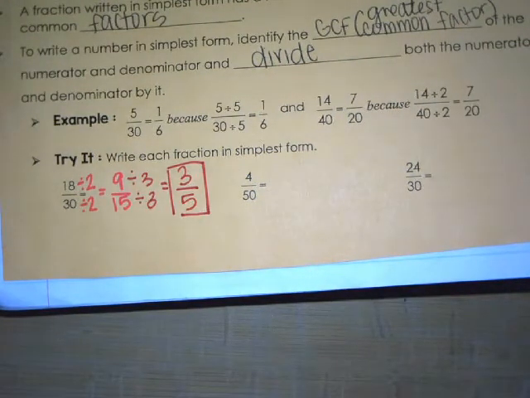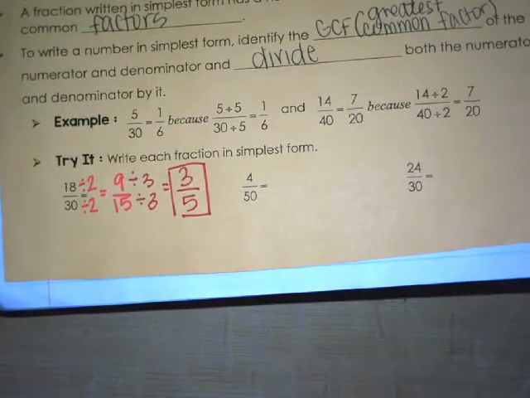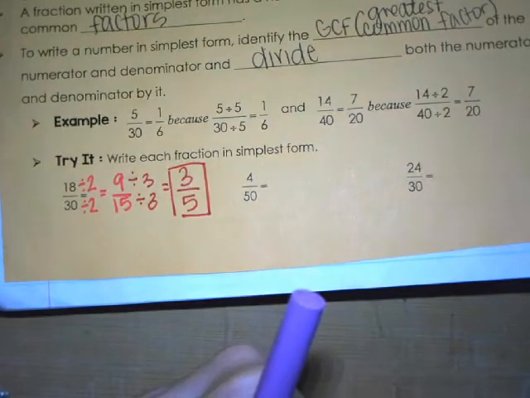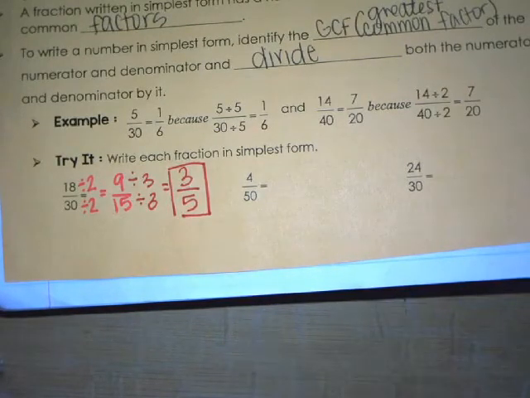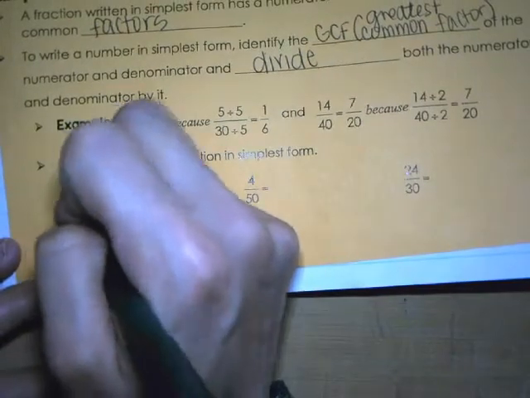Okay, now that is the way that you can do it. It's not the greatest common factor way, right? So there's more steps, correct? But is it still going to get you the right answer in the end? Absolutely. If you want, you can do the greatest common factor way.